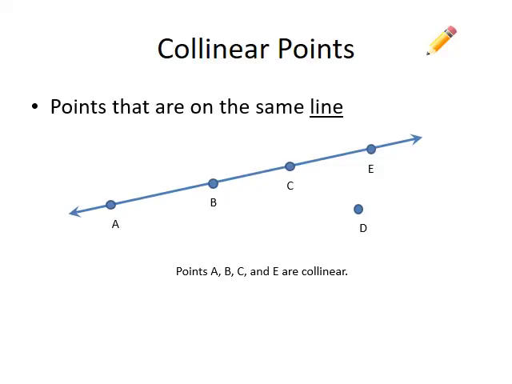So let's look at this diagram. We have points A, B, C, and E all on this one line, and D is not. So that would make points A, B, C, and E collinear, and D would not be collinear. So hopefully that makes a little bit of sense and it's somewhat intuitive.